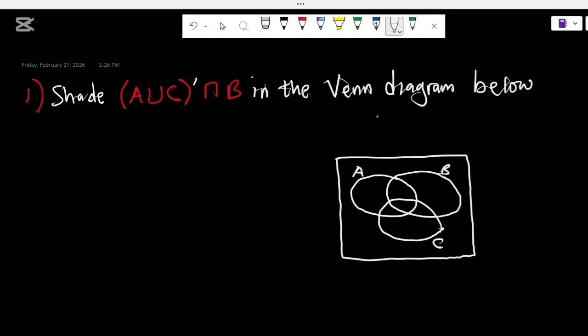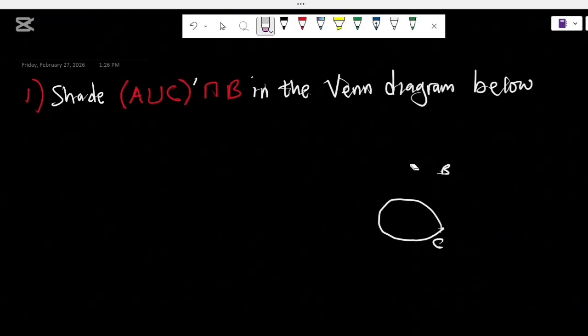Shade A union C complement intersection B in the Venn diagram below. Now, before you start dealing with these particular problems, you have to understand the terms like union, intersection, complement. So let's first deal with this, and then we're going to solve this particular problem.